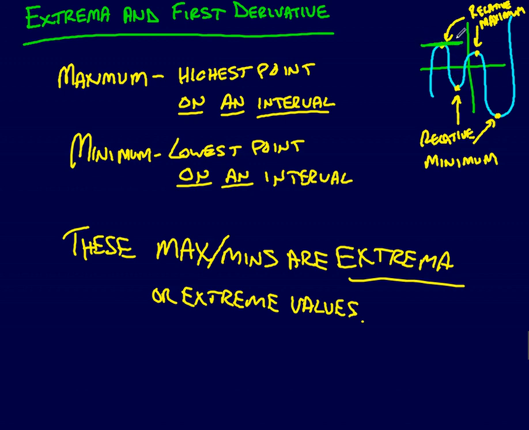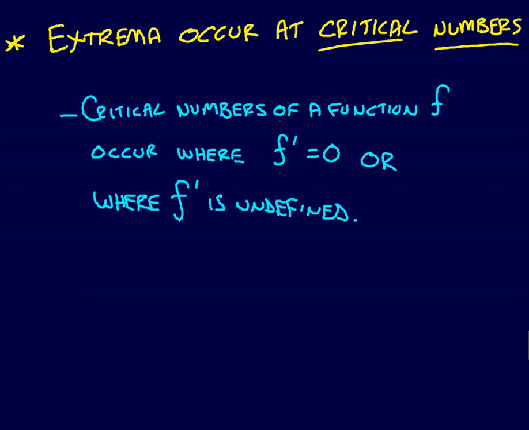Well, what's the slope of a horizontal line? 0. How do we find what slope is? We take a derivative. So what that means is that whenever we have a derivative equal to 0, that's when we have an extrema. That's when we have what we call a critical point or a critical number. So the critical numbers are just the x values where f prime equals 0.